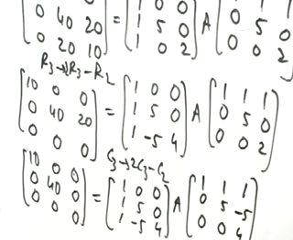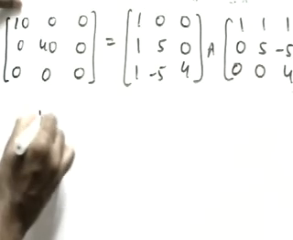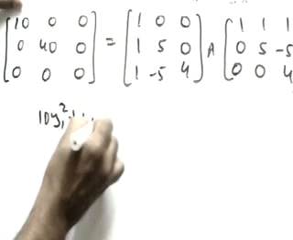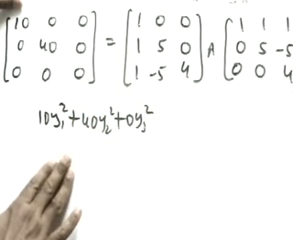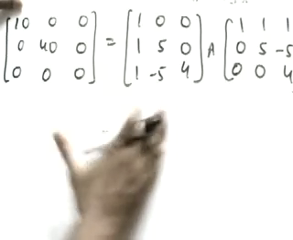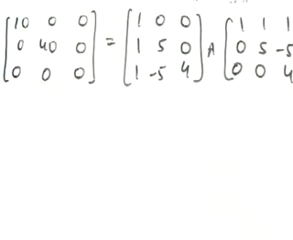Now one step is left, let me continue from the top of the board. See here, we can leave here itself. We can write like this: 10y1 square plus 40y2 square plus 0y3 square. Finish. We can leave here itself. But one step I want to change, because in some textbooks they reduce this to 1.